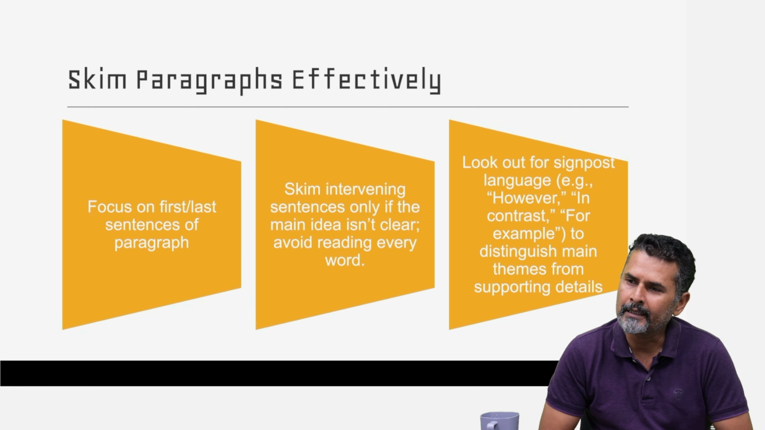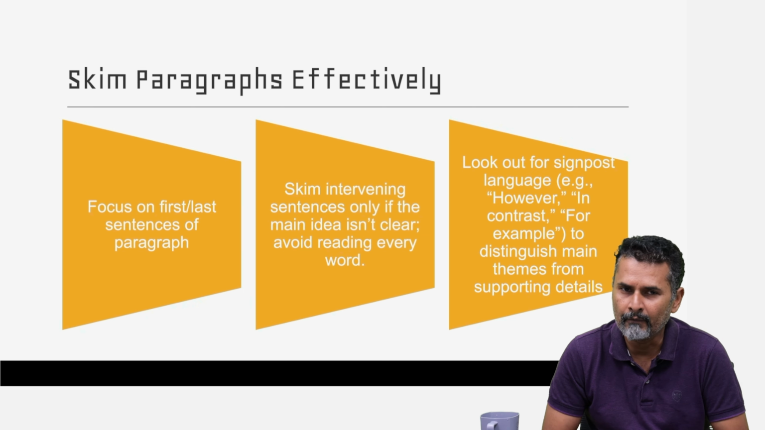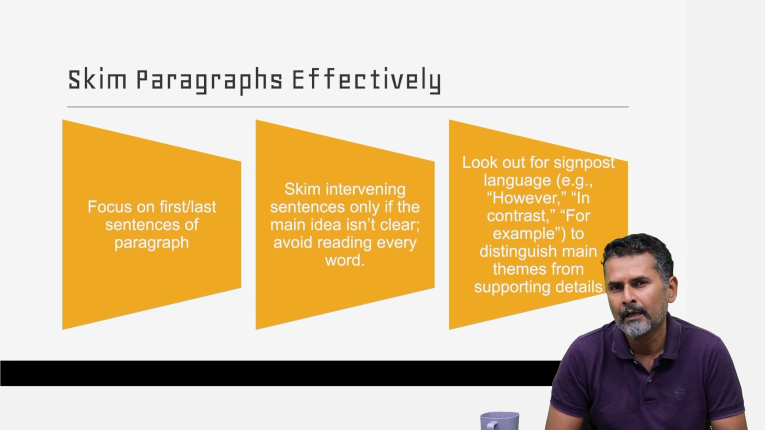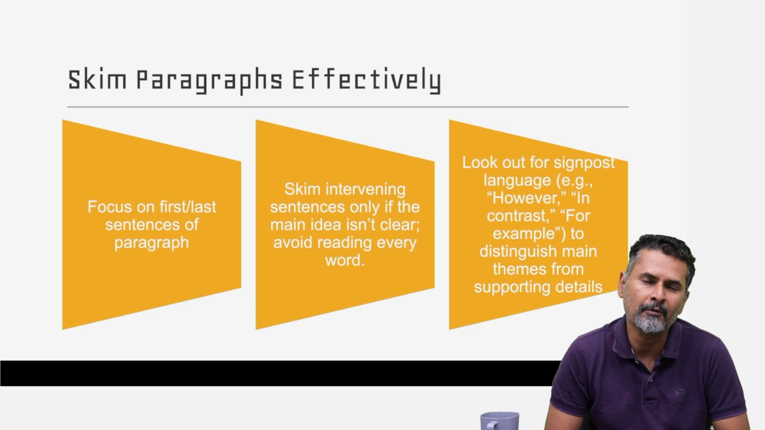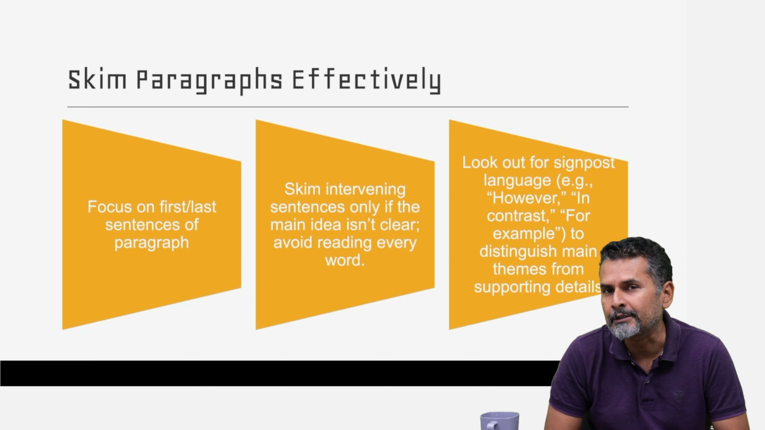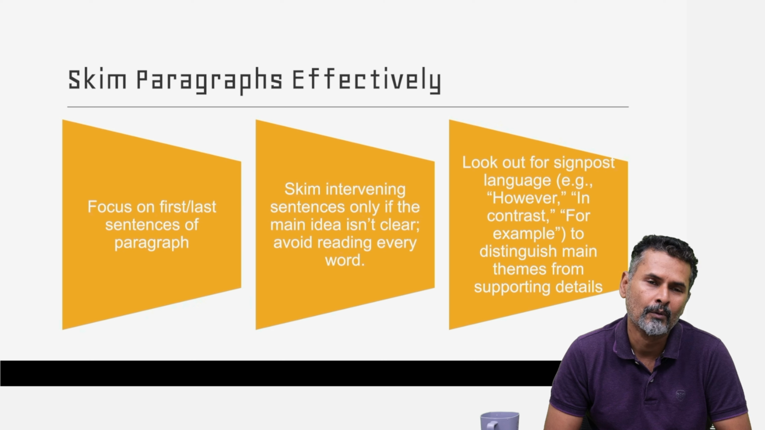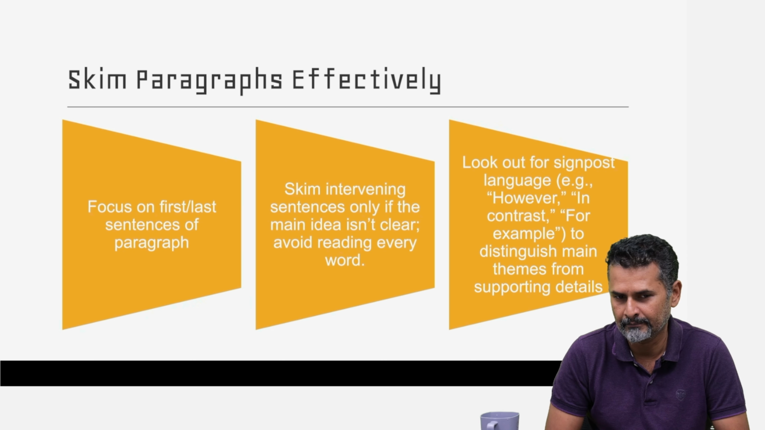Okay, let's look further. What you got to do when you skim through the paragraph. First, focus on the first and last sentences of the paragraph. This itself will give you a pretty good idea about what the theme of the paragraph is. And if you still don't get an idea, skim through rest of the paragraph. Do this only if the first and last sentences don't give you an idea about the overall theme.